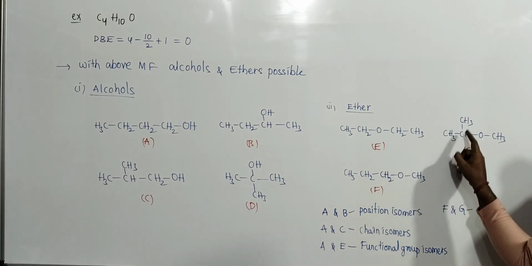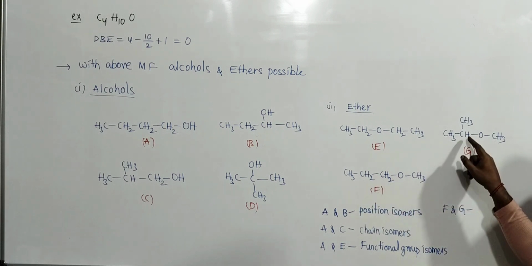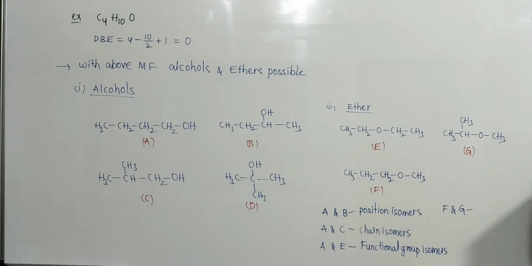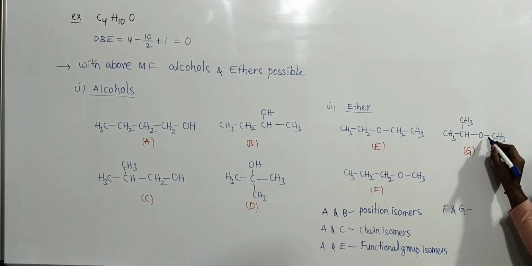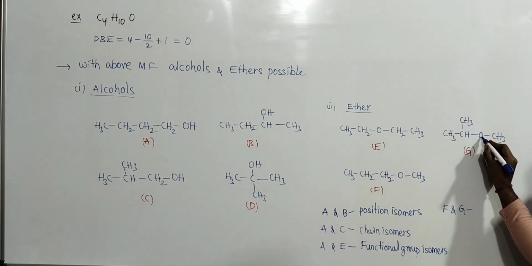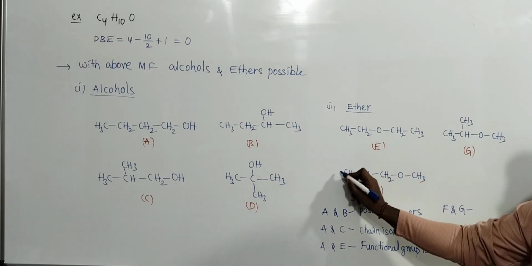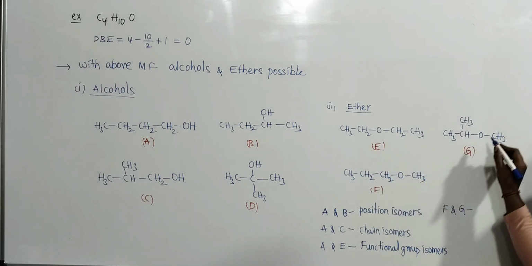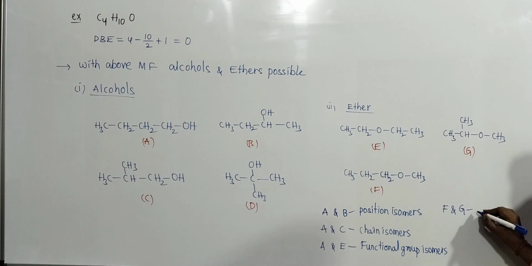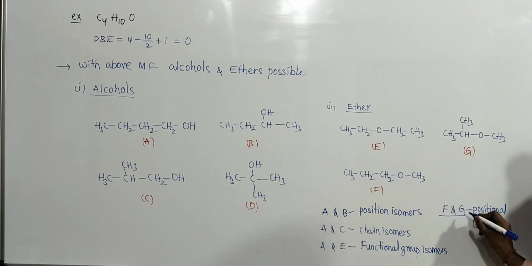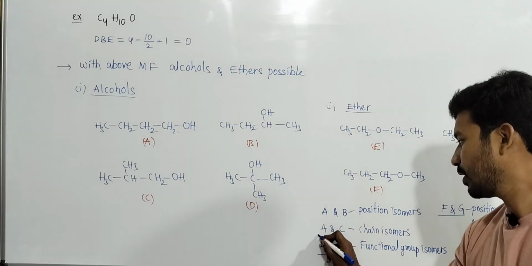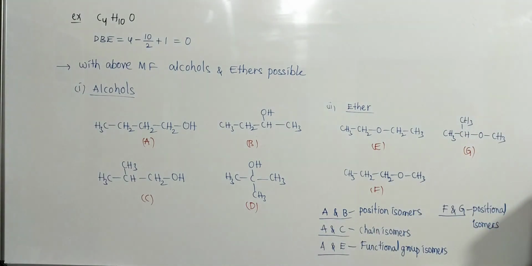This is 1, 2, 3 carbon atom, 1, 2, 3 carbon atom. They are what? Position isomers. This is important. So methoxy group present at second carbon of the 1, 2, 3 parent chain, and on the first carbon in the other. They are not metamers, they are what? Positional isomers. Thus we identify positional isomers, chain isomers, functional group isomers.